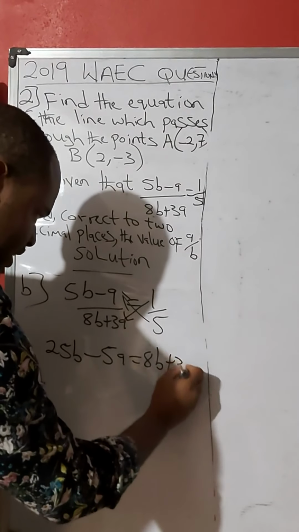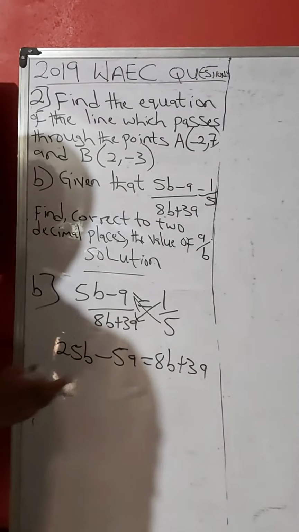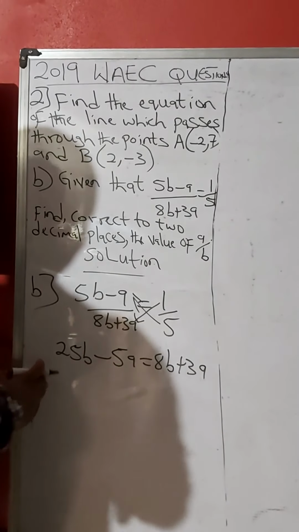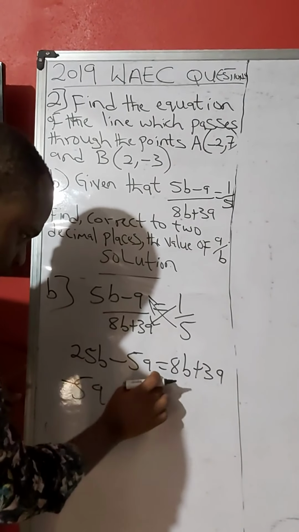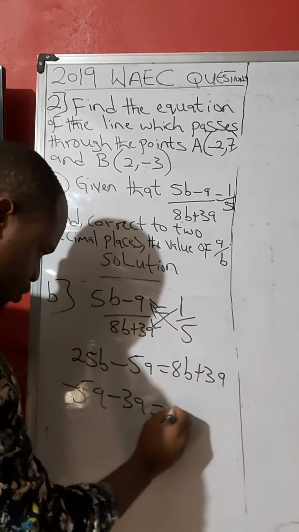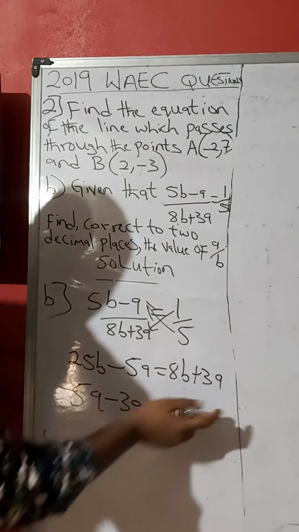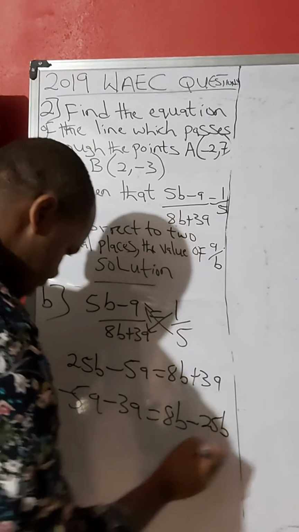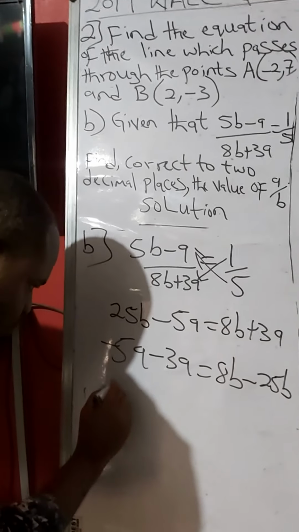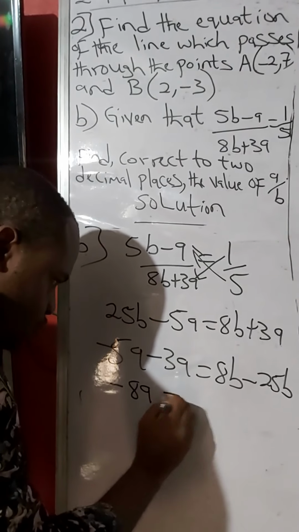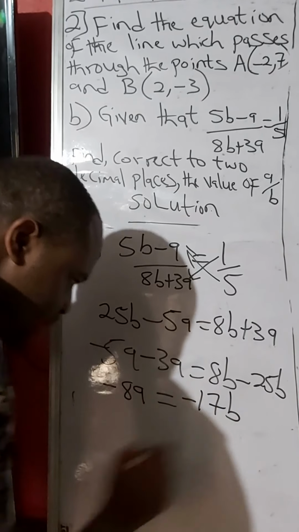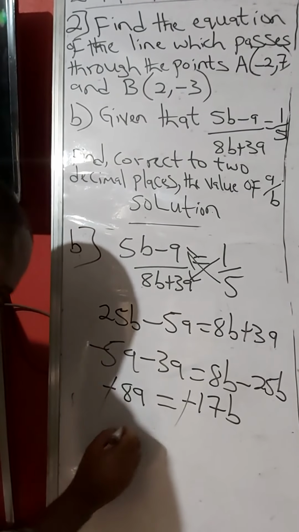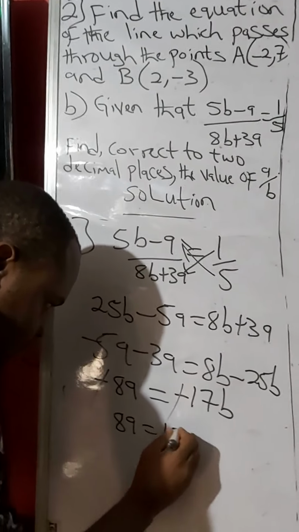So 8b + 3a. Collect like terms now. Let everything of b come to this side and everything of a go to this side. So let me leave a on this side. -5a; when positive crosses the sign of equality it becomes negative, -3a equal to 8b. When this crosses to this side, it becomes -25b. So that -5a - 3a will give me -8a equal to 8b - 25b, which will give me -17b. So that the negative can cancel the negative. So I'm having 8a = 17b.